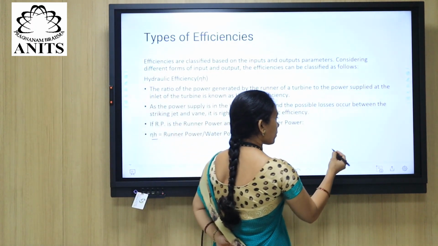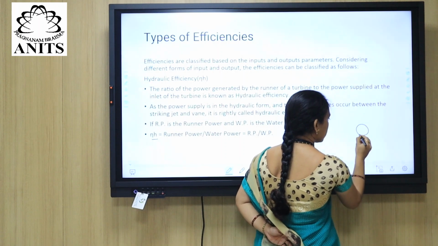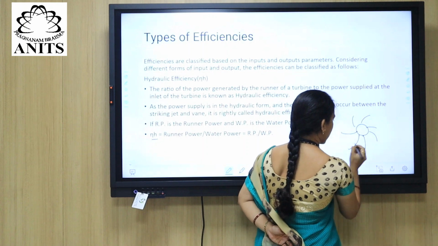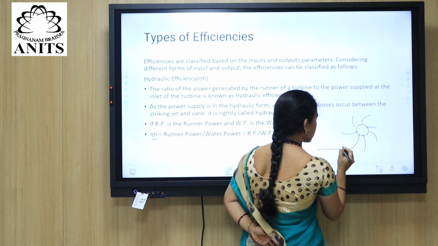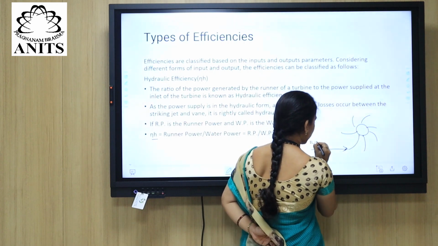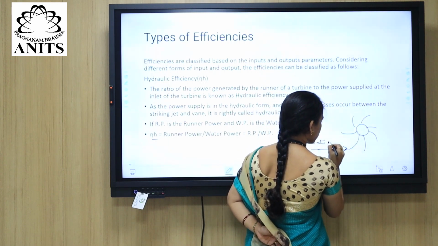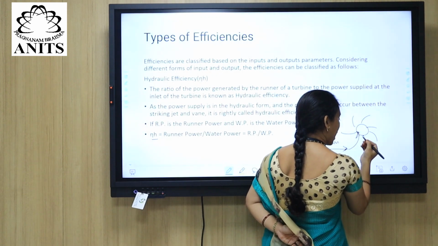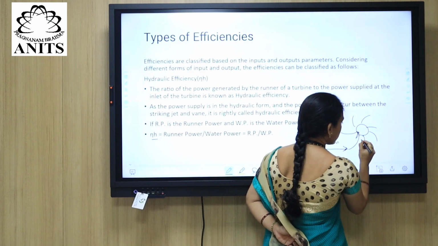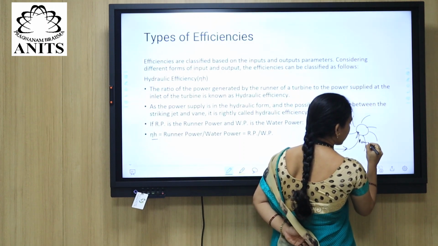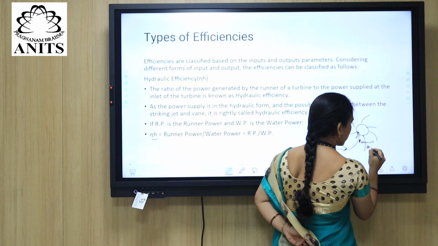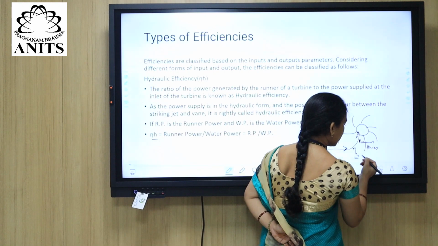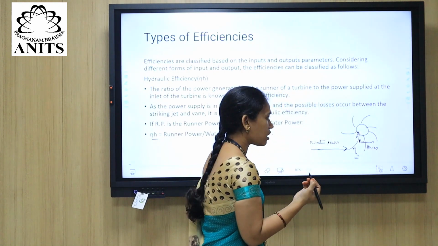Coming back to the topic once again, this turbine impeller is connected with the runner mechanism. The runners are struck by the water jet. Whatever power is available here is known as water power. This water power is splashing the jet, and the runner will be rotated. Whatever power is generated at the end of the runner or blade is known as runner power, which includes hydraulic losses, and those losses will be calculated in terms of hydraulic efficiency.